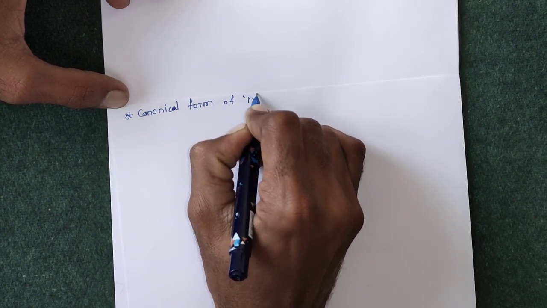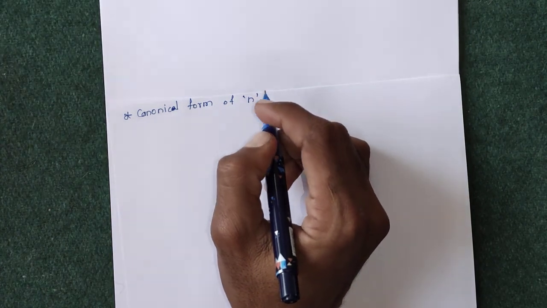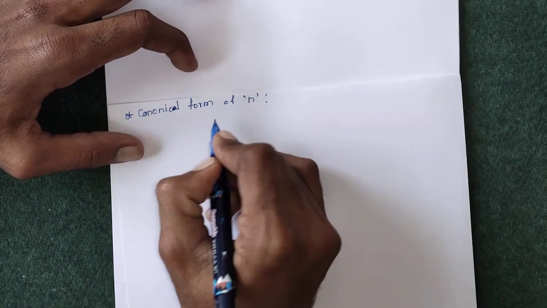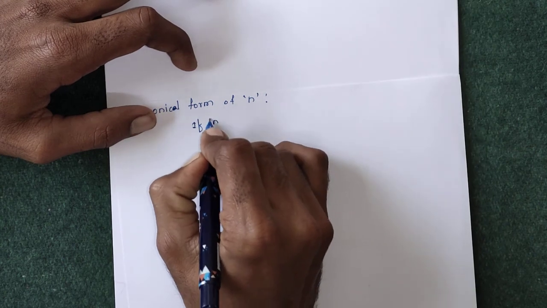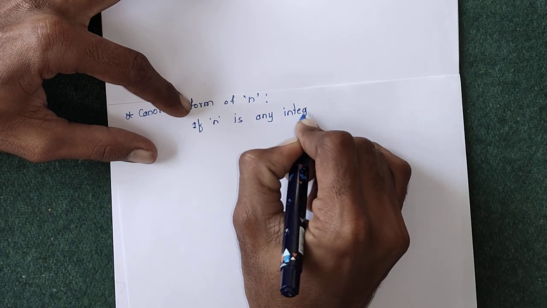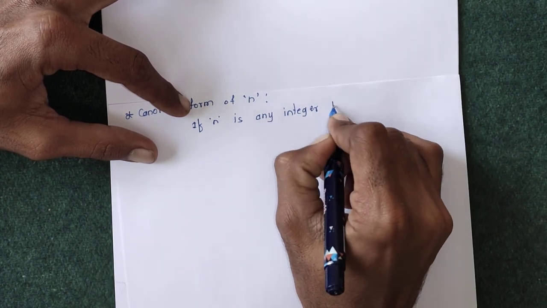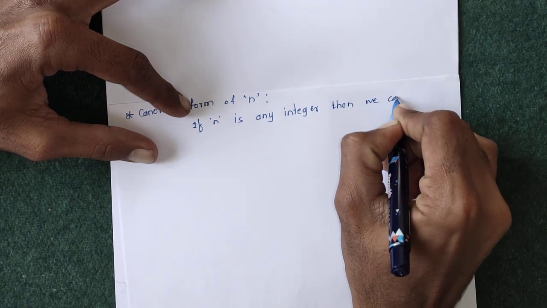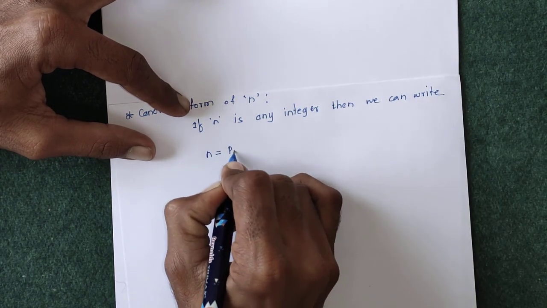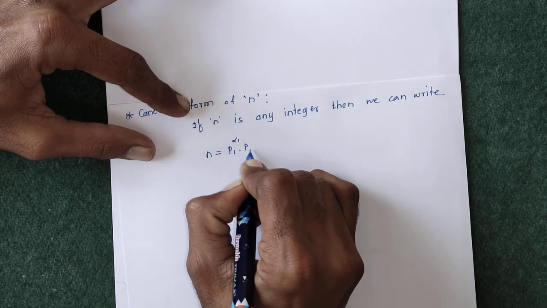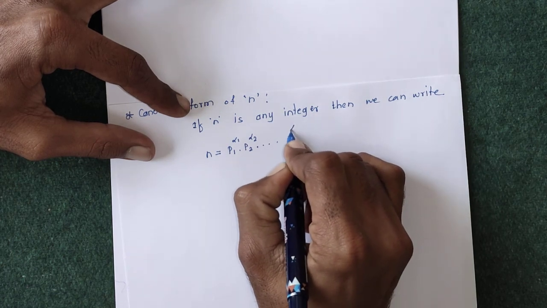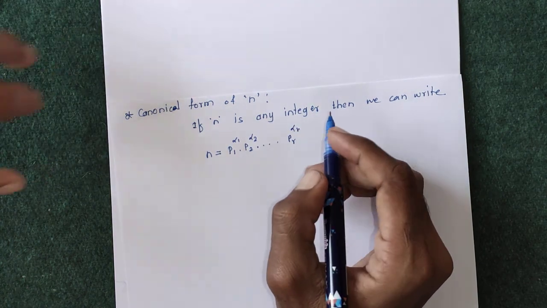of n. Suppose this n is an integer, so we can write n in the form of primes raised to some power. As earlier we have seen, if n is any integer, then we can write n in the form of some primes raised to some powers, p1 raised to alpha 1 into p2 raised to alpha 2 up to pr raised to alpha r. This definition we have seen in Euler's phi function.